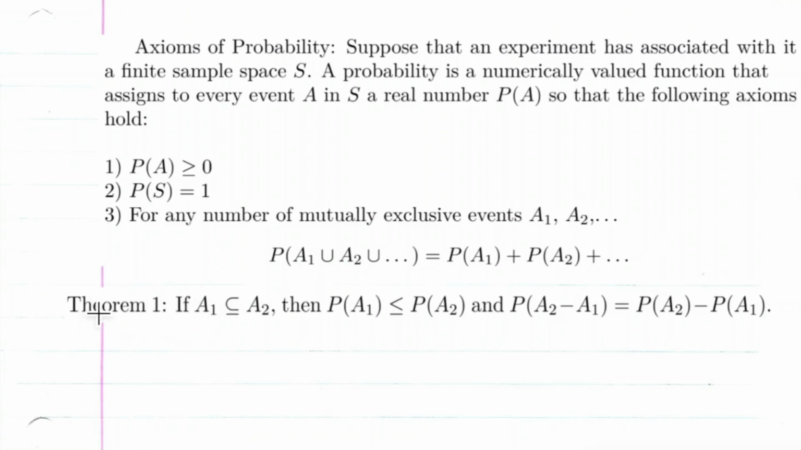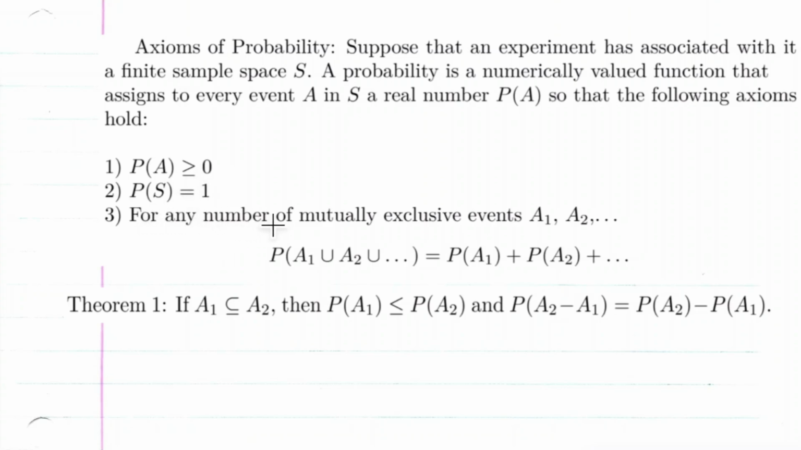Okay, so we're going to prove this theorem using the three axioms of probability. Just to go over briefly what the three axioms are: the probability of any event in the sample space is always bigger than or equal to 0. The probability of the entire sample space is equal to 1.